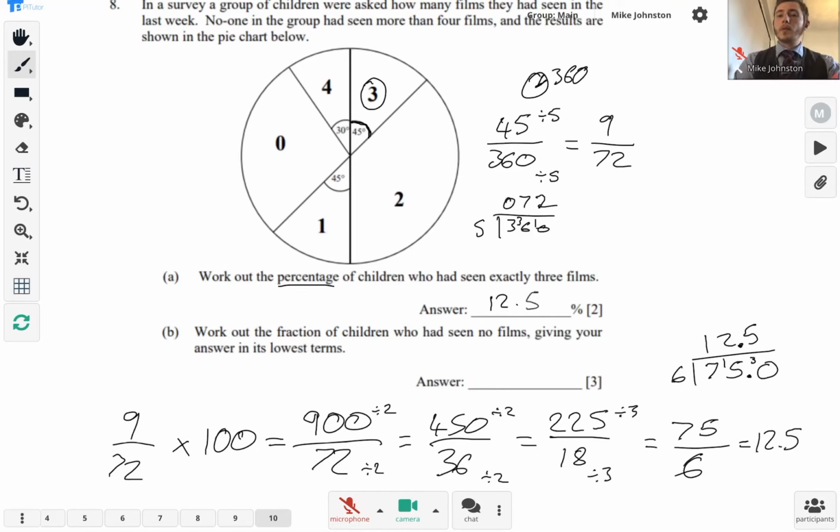So that means 12.5% of children had seen exactly 3 films. Okay, so now let's work out the fraction of children who had seen no films. Give your answer in lowest terms.